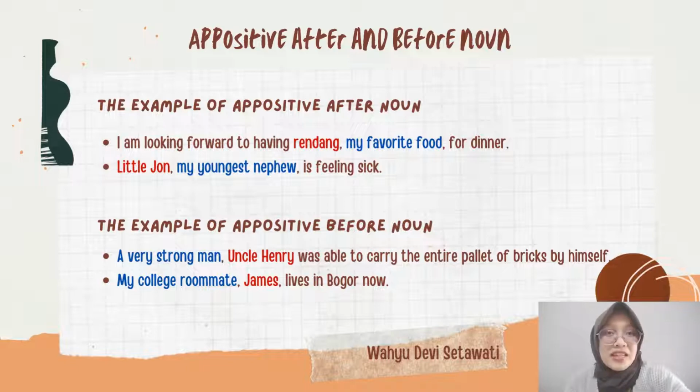Now, let's move on to the example of an appositive before a noun. A very strong man, Uncle Henry, was able to carry the entire pallet of bricks by himself. The phrase a very strong man is an appositive noun phrase, and the word Uncle Henry is the noun. My college roommate, James, lives in Bogor now. The phrase my college roommate is an appositive noun phrase, and the word James is the noun.